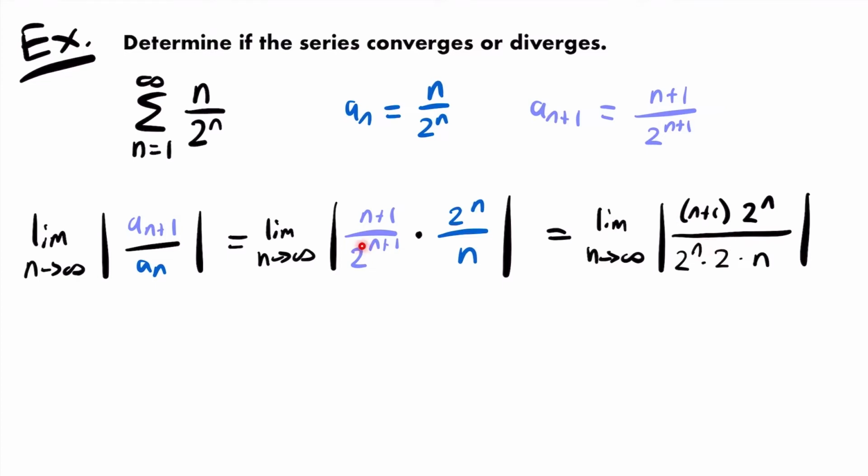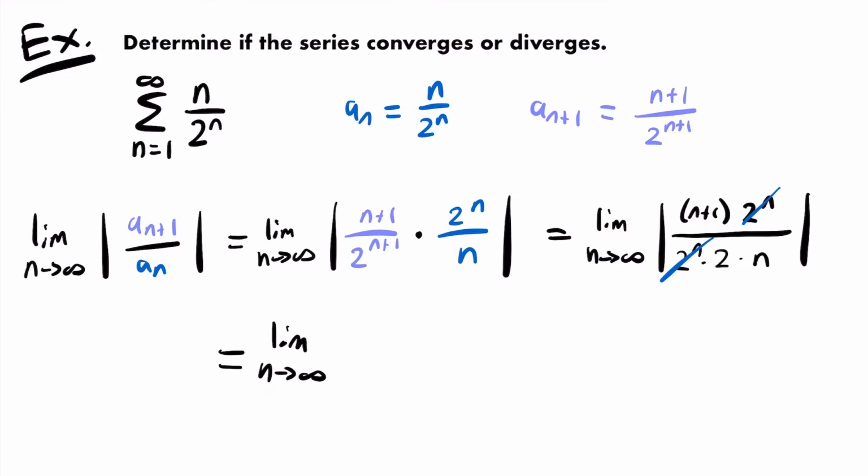All right, so we just split that up, and now we can see that 2 to the power of n is in the numerator and denominator, and so they cancel out. All right, and so now our limit will look like this. We have the limit as n approaches infinity of n plus 1 divided by 2n. Now at this point, we don't need absolute value bars anymore.